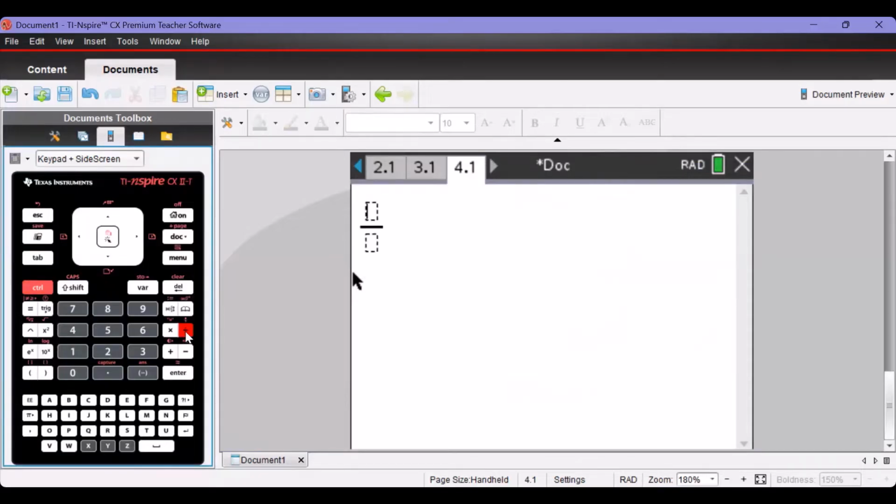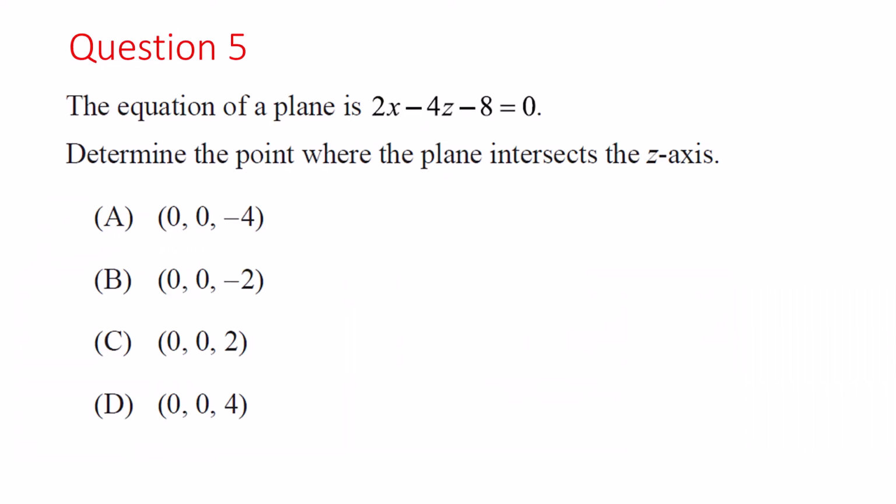Set up a fraction using the fraction template, and then the numerator is 1.5 and the denominator is the square root of 5. Press enter, and correct to 2 decimal places, it's 0.67. So that corresponds to option D. So the answer is D.